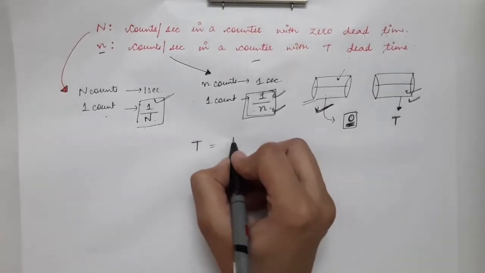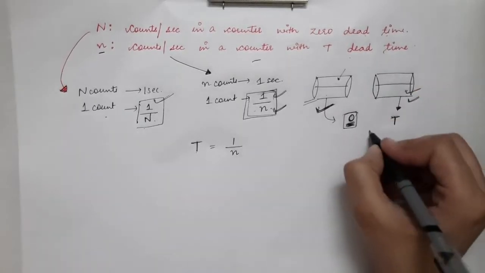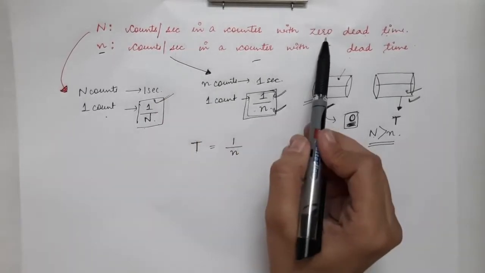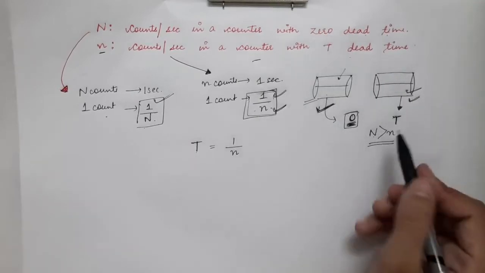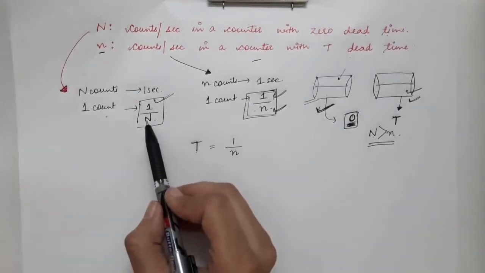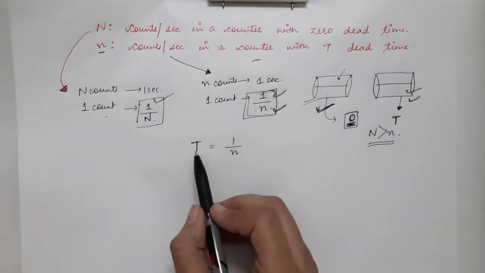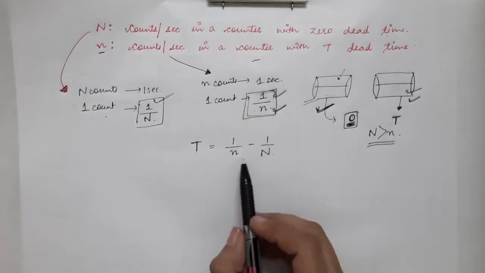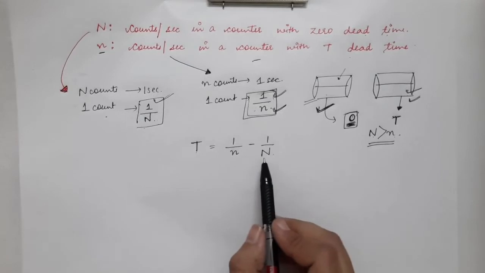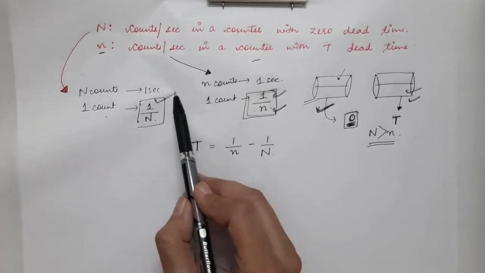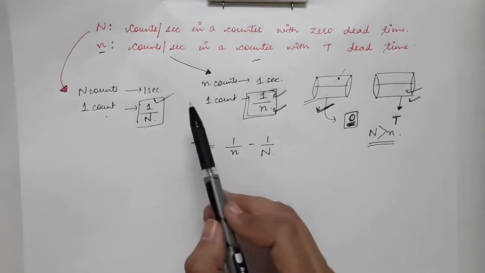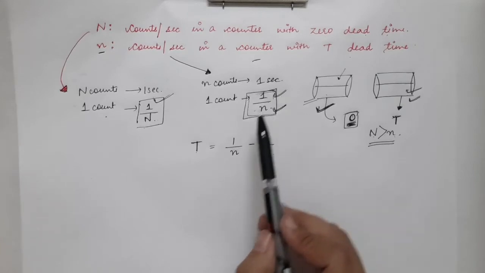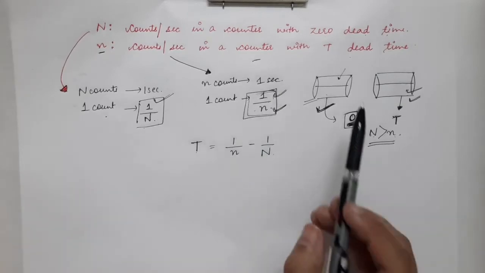So T will be equal to 1 by n. Obviously, as we have said, capital N will be greater than small n. The number of counts in 1 second for the first GM tube will be more than the second one. So N will be greater than n, meaning 1 by N will be less than 1 by n. So dead time will be nothing but 1 by n minus 1 by capital N. So this is just the difference of counting a single pulse. This is the time taken to count a single pulse in the first tube, and this is the time taken by the second tube to count a single pulse. So the difference between them will give you the dead time of the second tube.